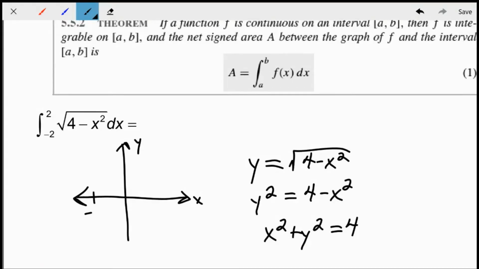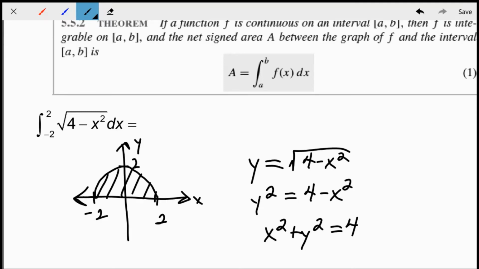I'm going to say this is -2. This is about where 2 is, and then 2 out here as well. So I've got a semicircle that looks something like this, and the area that we're referring to is all of this area between that curve and the x-axis.